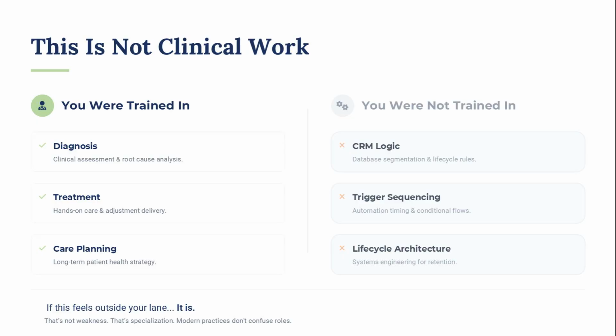This is where a distinction matters, because this is not clinical work. You were trained to diagnose, to treat, to build care plans that improve patient outcomes. That's your expertise. But life cycle architecture requires something different. CRM logic, trigger sequencing, system design, infrastructure for retention. And if this feels outside your lane, it is. And that's not weakness. That's specialization, which is why many practices try to solve this with effort instead of systems. More attention, more reminders, more manual work. But effort doesn't scale, and it doesn't stabilize.